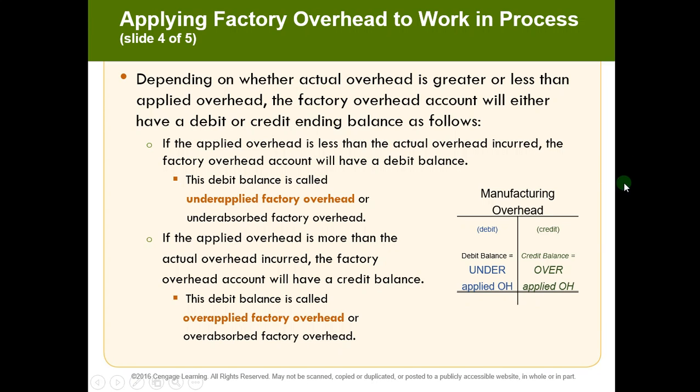If the reverse is true, let's say I overestimated, then I will end up with a credit balance in my manufacturing overhead account. If I have a credit balance, then I have allocated a little bit too much overhead costs to my jobs, right? More costs than I actually came out of pocket for, right? Then I have an over-applied overhead.